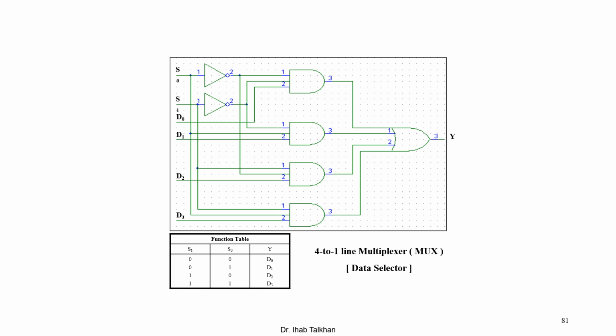And if we have S0 S1 equal to 1 1, we will find that D3 is active, which means the last AND, the lower one, is active and the other three are disabled. This means D3 will go through to Y. This is what is meant by a multiplexer. As you can see, we have 4 by 1, which means that we have 4 inputs, but only one is active at a time, and this is the purpose of having a multiplexer as a function.